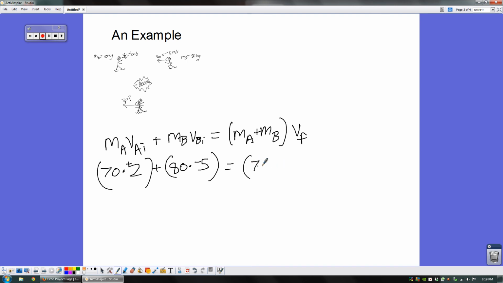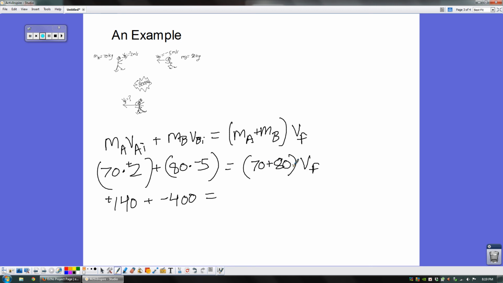Equals 70 plus 80. The final. All right, now it's just a game of simplification. 70 times positive 2, that would be positive 140. 80 times negative 5 is negative 400.